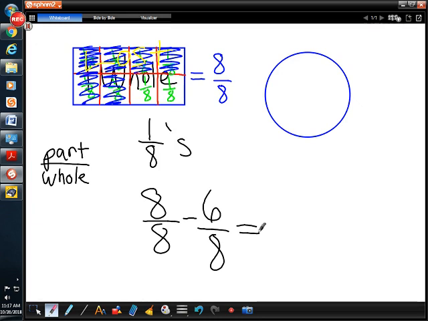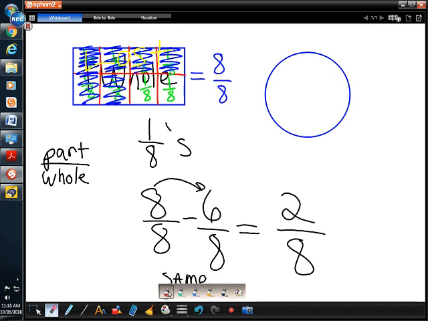So I only do 8 minus 6, which is 2, but my denominators stay the same because these actually tell you what it is, not how many, it's what. These are 8ths. So if you look up here, I still had 2/8 left if I lost those other 6. So my answer to that problem is going to be 2/8.